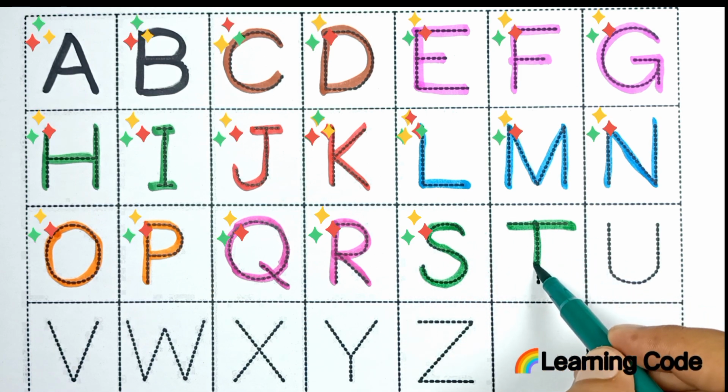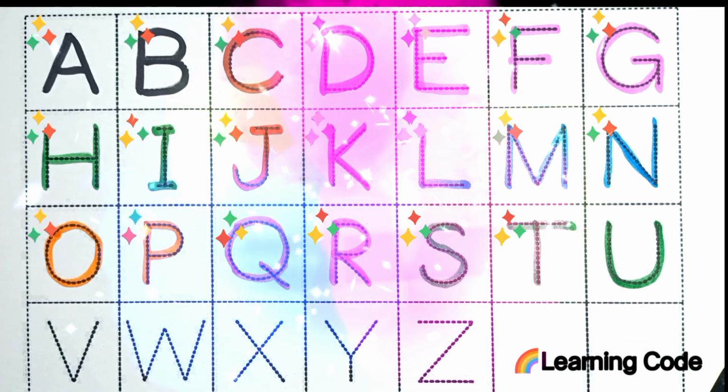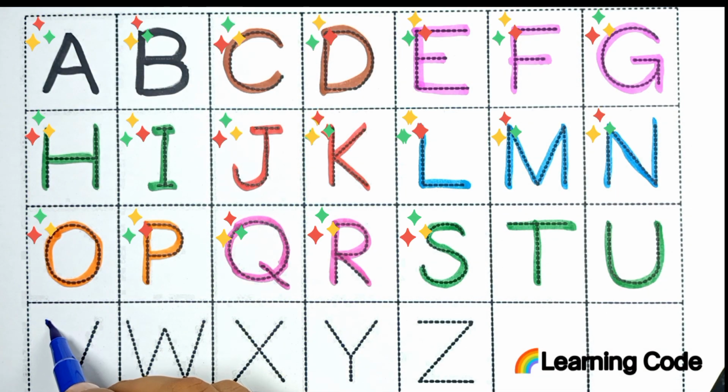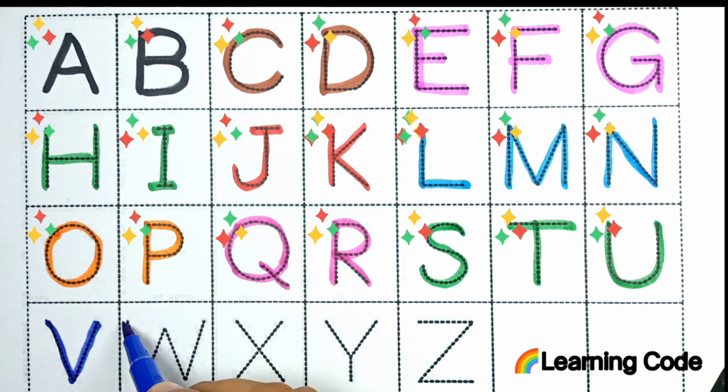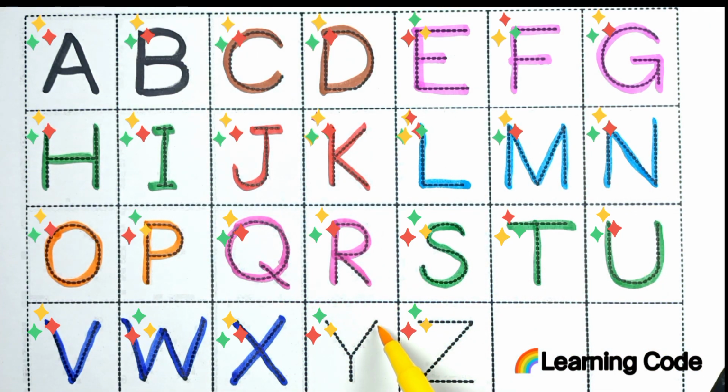T. T for Tomato. U. U for Umbrella. Blue color. V. V for Whale. W. W for Watch. X. X for Extra. Yellow color. Y. Y for Yo-yo. Z. Z for Zip.